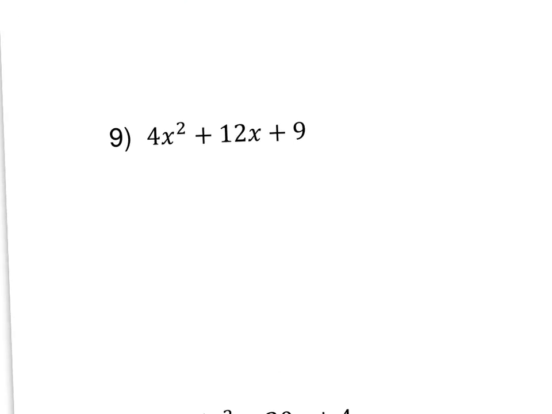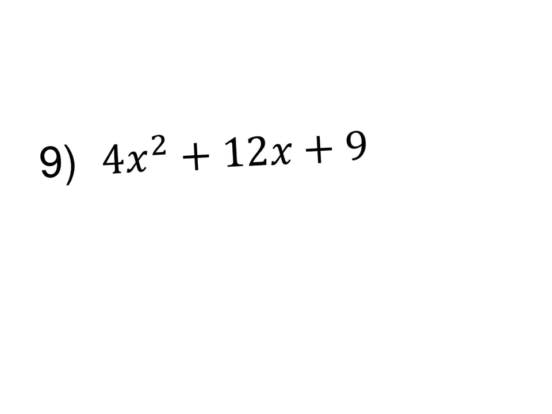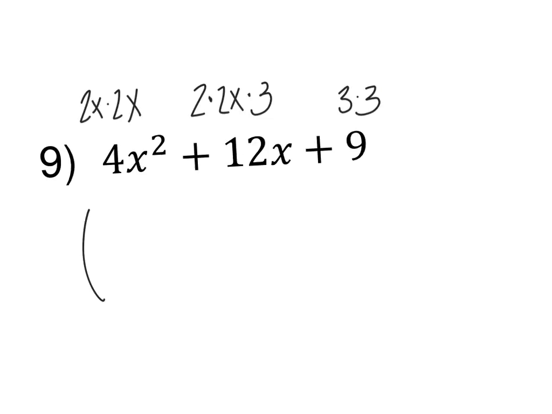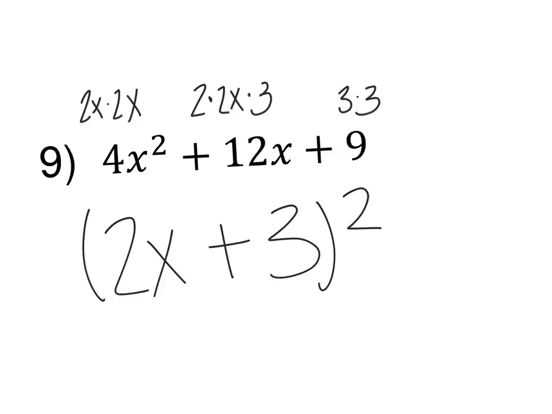Number 9, it's a little bit harder to see this one. So let's figure out how to write this as all the square pieces, all the pieces of it. Well, 4x squared is 2x times 2x. 9 is 3 times 3. And 12x is 2 times 2x times 3. Because if you multiplied 2 times 2 times 3, you know what you get? 12. So the way this one is going to factor is (2x + 3) squared. And remember that plus sign comes because that was the sign in the middle of the problem.